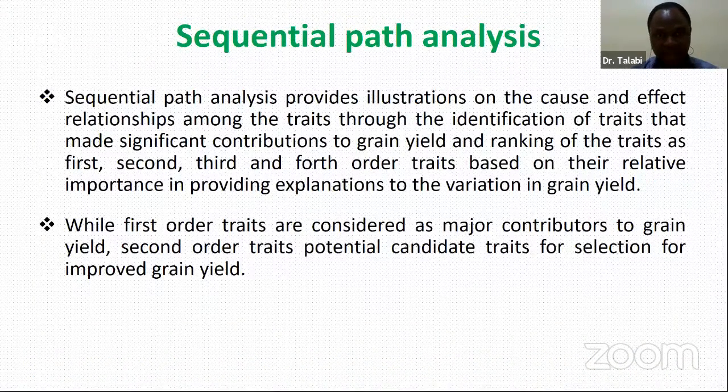So, this is what I actually explained here, that the sequential path actually helps you to understand the cause and effect relationship a bit better, because the traits are ranked in first, second, third, fourth, and so on order, based on their relative importance in providing explanations to the variation that we're observing in grain yield. And like I mentioned when we were looking at the diagram, the first order traits we agree are the major contributors, but the second order traits also are potential candidates for selection for improved grain yield.